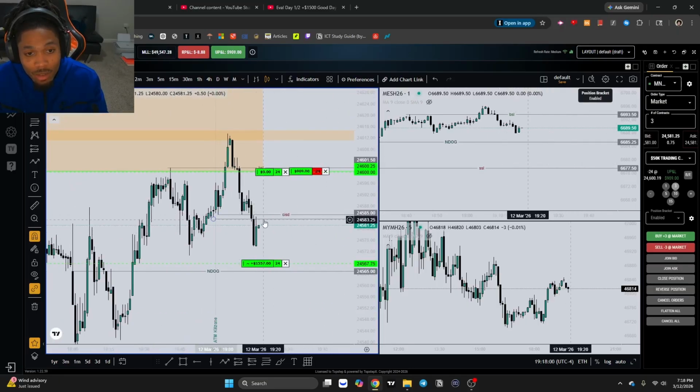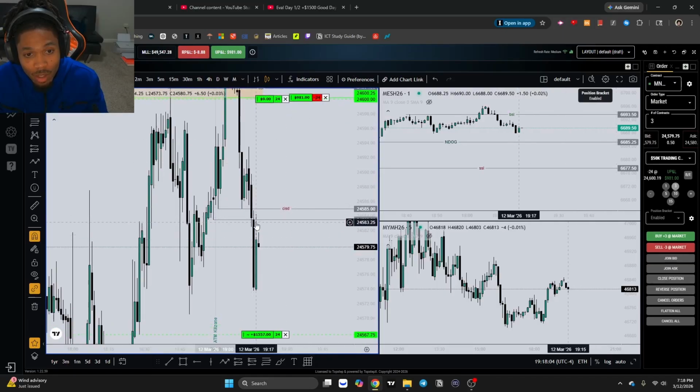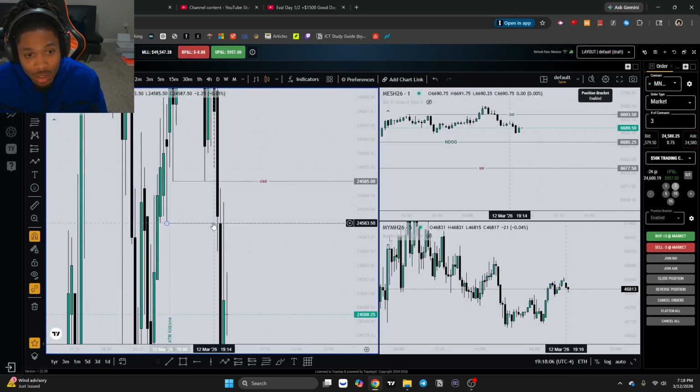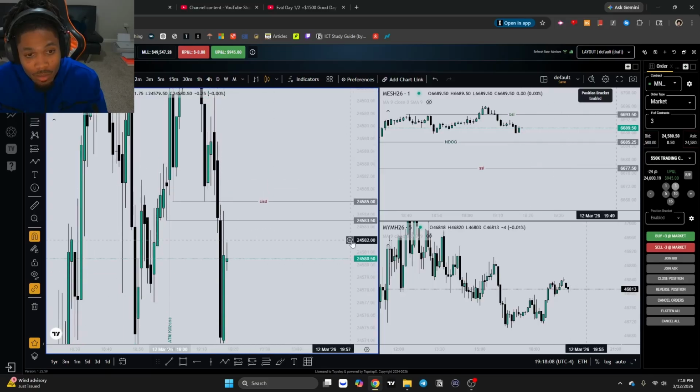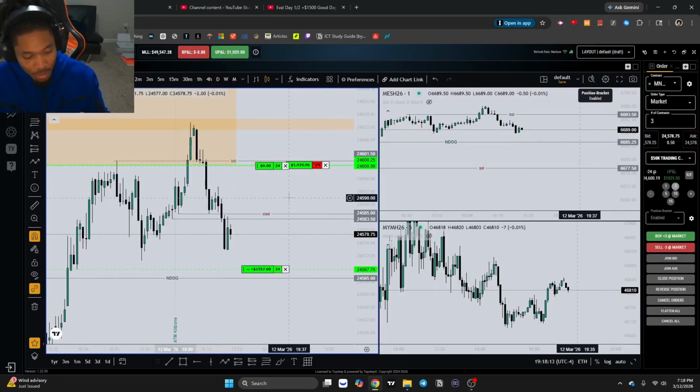Already got our change state of delivery. That's good. Left the volume imbalance. Tapped into that volume imbalance. And the TP should be smacked.